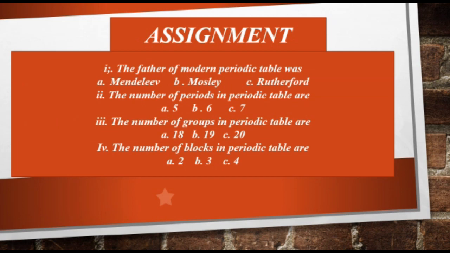Now we have an assignment for you which will help you to grab the concept of our today's lesson. These are present in the MCQs form. The father of modern periodic table was Mendeleev. Option A. B. Moseley. C. Rutherford. Second MCQ is the number of periods in a periodic table are 5, 6 or 7. Third one is the number of groups in the periodic table are A. 18, B. 19, C is 20. Fourth one is the number of blocks in the periodic table are A 2, B 3 or C 4.